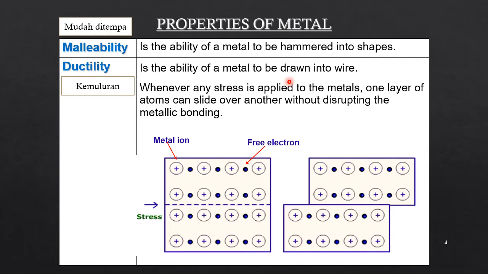When any stress is applied to the metal, you can check through this diagram. One layer of the atoms can slide over without disrupting. So for example here, after sliding over, it is still like the electron sea model, the metal ions are still immersed in the delocalized electrons. Actually, ductility is a measure of a material's ability to undergo significant plastic deformation before rupture or breaking, which may be expressed as percent elongation or percent area reduction from a tensile test.